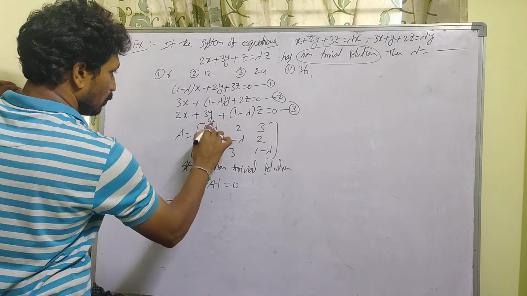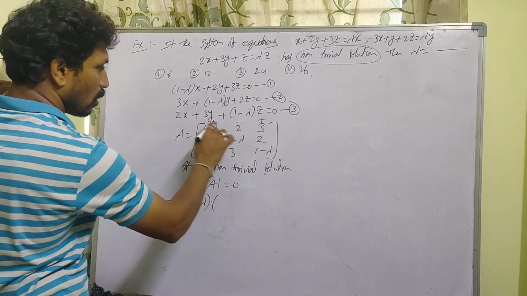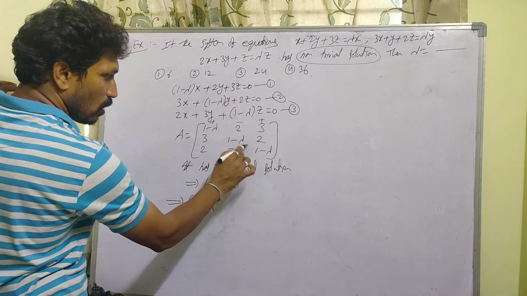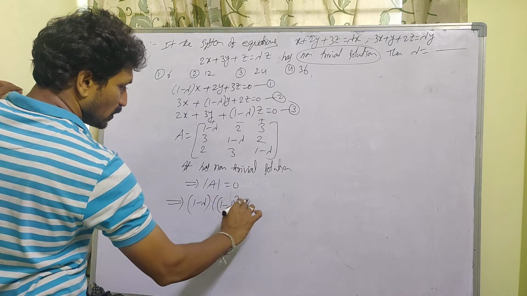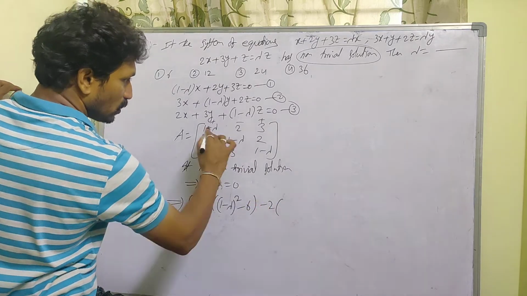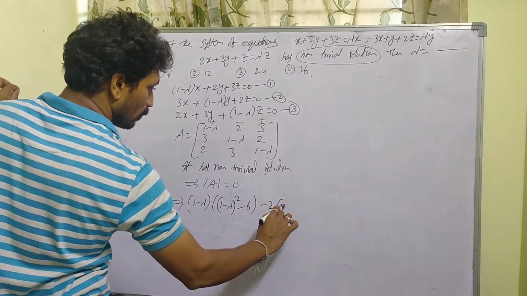That means it is plus minus plus, expand it. 1 minus lambda into, leave the row and column passing through 1 minus lambda. So 1 minus lambda into 1 minus lambda, 1 minus lambda whole square, minus 2 3s are 6. Next minus 2 into, leave the row and column passing through 2, 3 into 1 minus lambda.